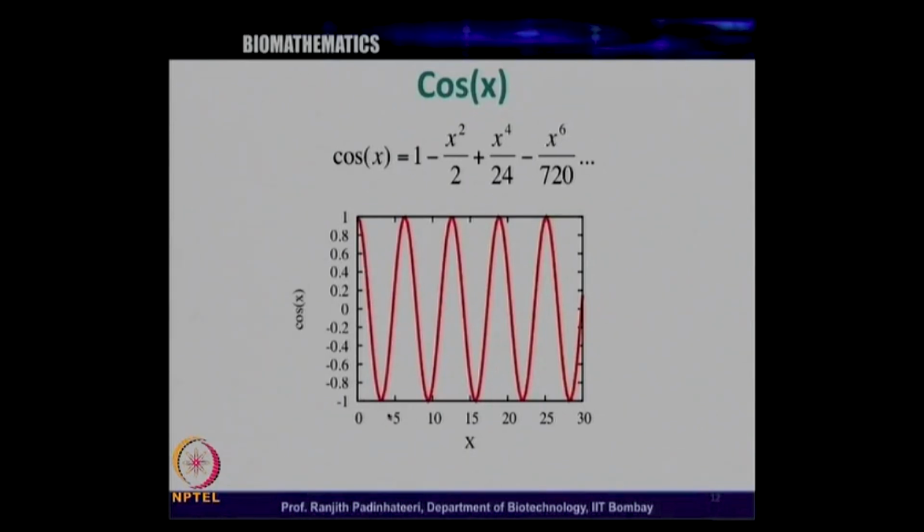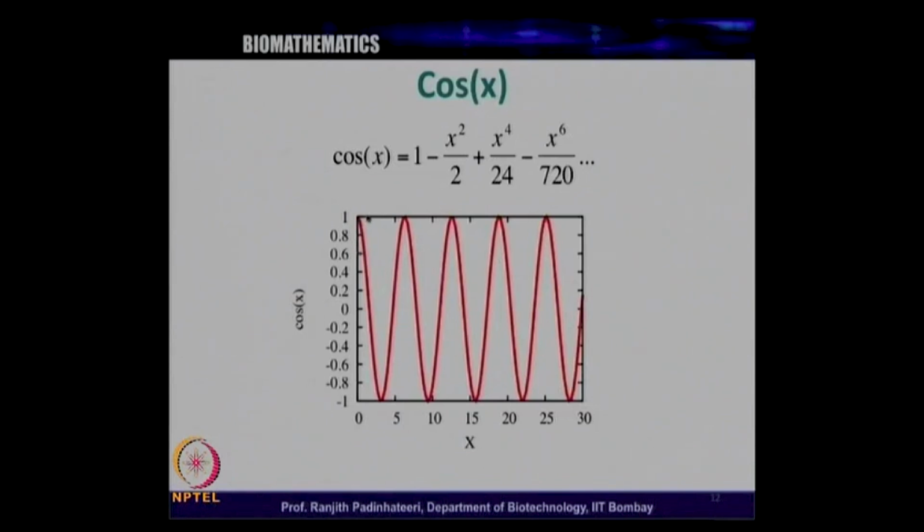When x equals 0, this term will be 0, this term will be 0, all terms will be 0 except 1. So when x equals 0, cos of x is 1. You can see when x equals 0, this is 1. Then it decreases until minus 1, and then increases, then again decreases, increases. It's also a periodic function, or an oscillating function.